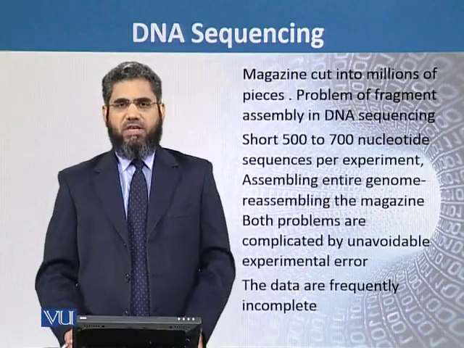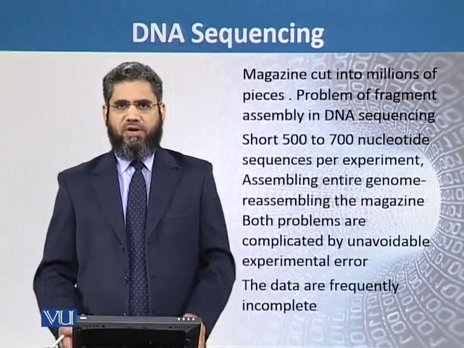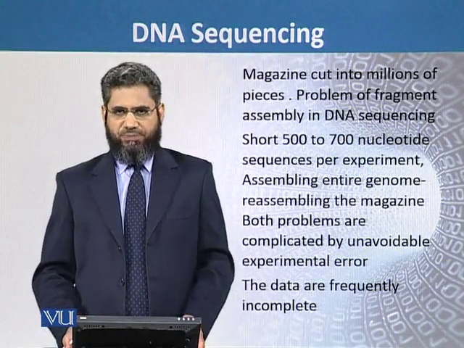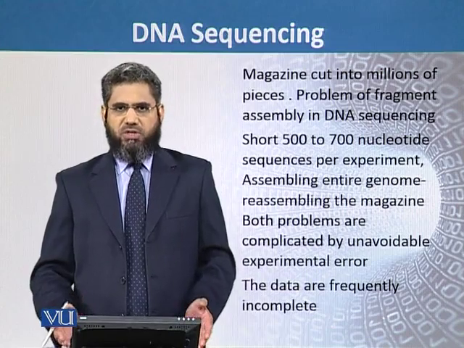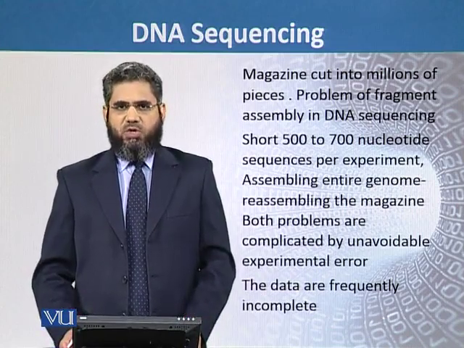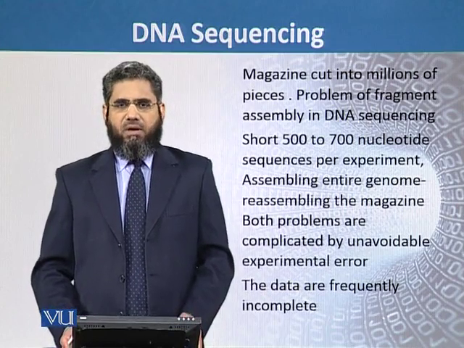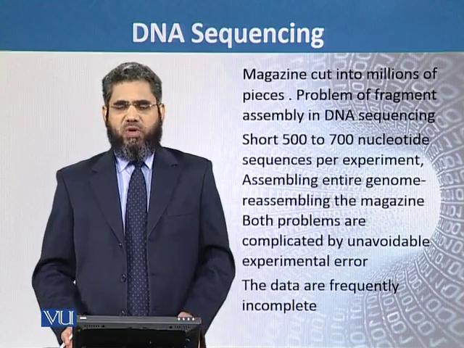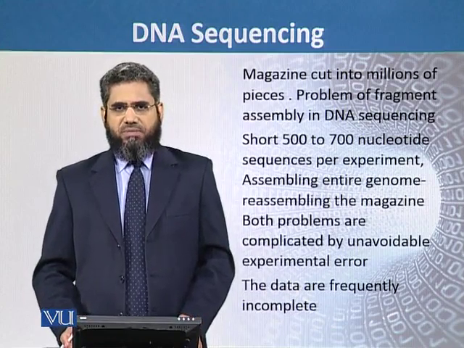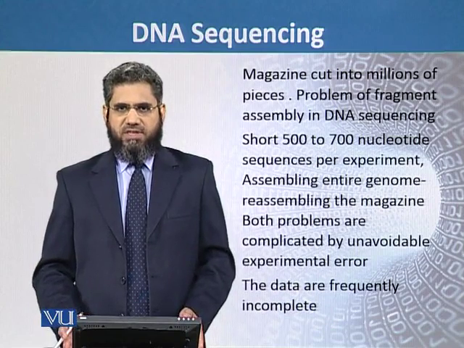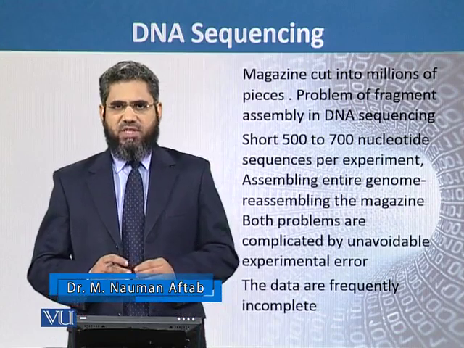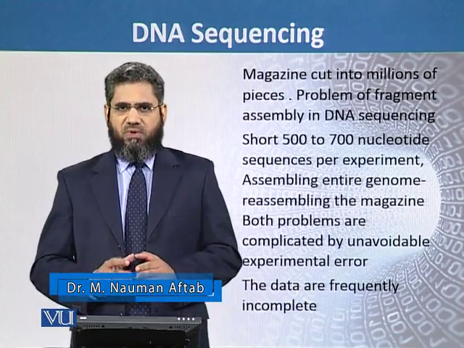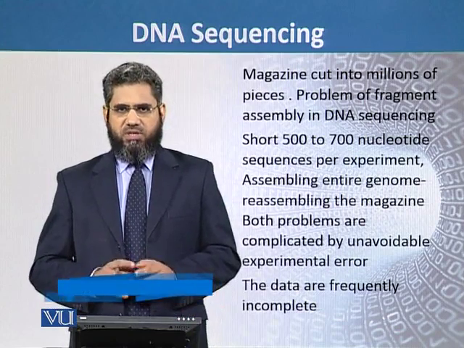Now we'll see how DNA sequencing is performed and what the problems in DNA sequencing are. Consider that we have a few magazines or journals, and we cut them into millions of small pieces. We cut in such a manner that some journals are cut into smaller sizes and others into relatively bigger sizes, so that the smaller pieces overlap with the larger pieces.